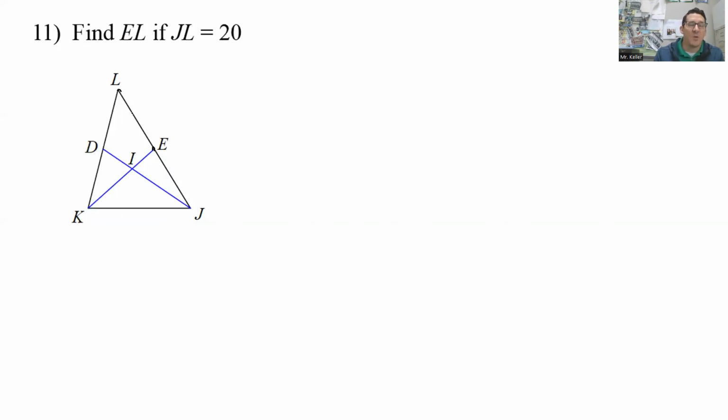Great. E to L, we're getting the point. J to L is 20. E is the midpoint because KE is a median. That means these are each 10. Right. Easy enough. It cuts it in half.